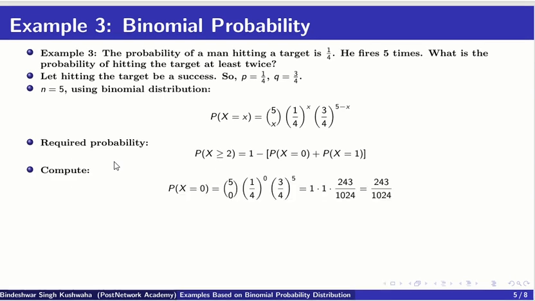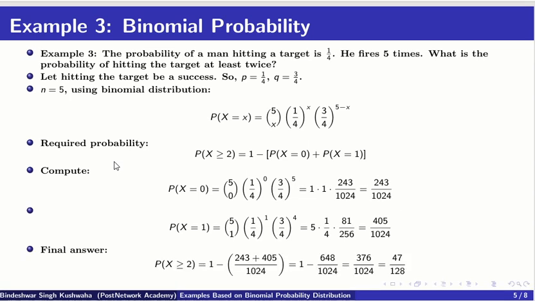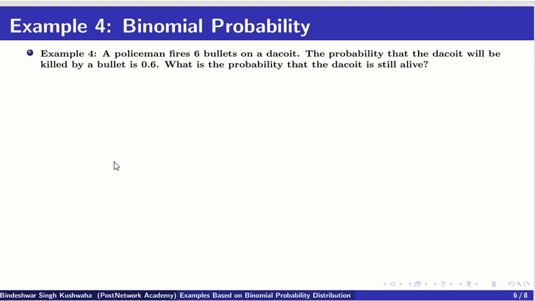Now put the value of x as 0, so 243 upon 1024, and for 1, 405 upon 1024. So we will subtract from 1. After adding them, we will get 47 upon 128. That would be the final answer. Let us see the fourth one.